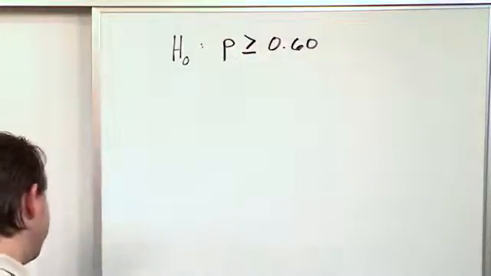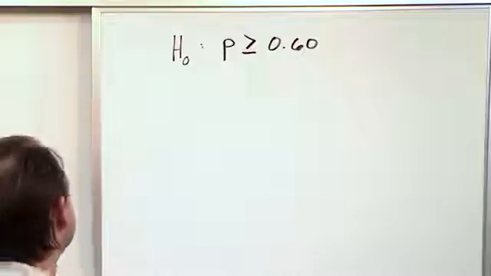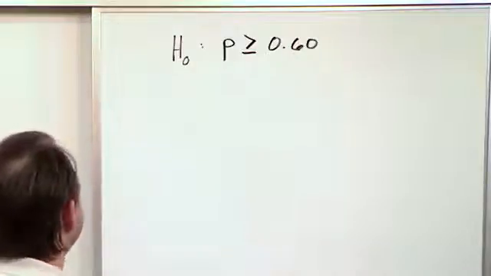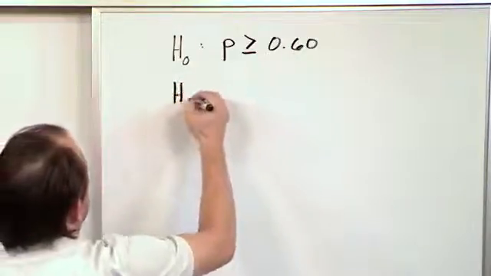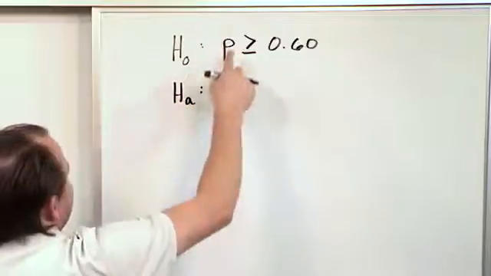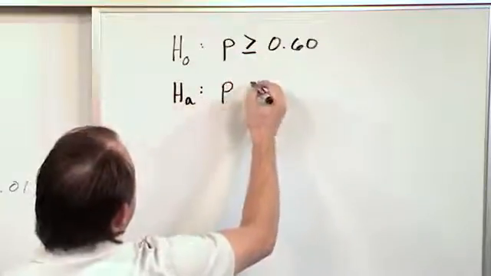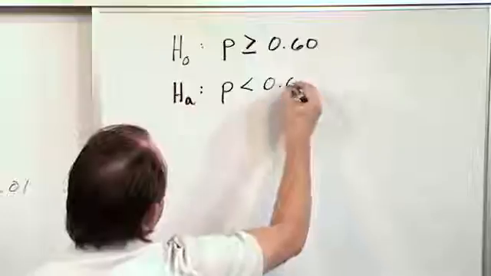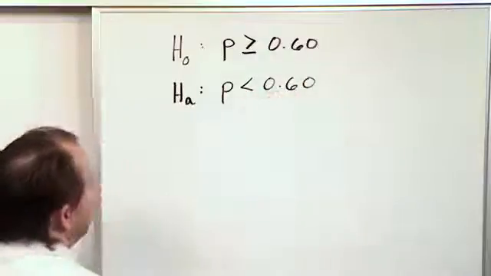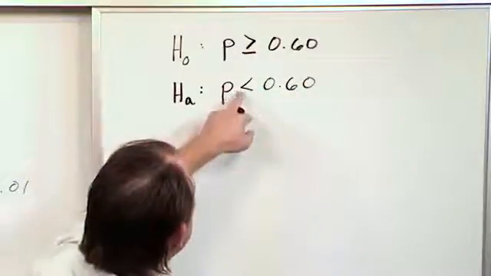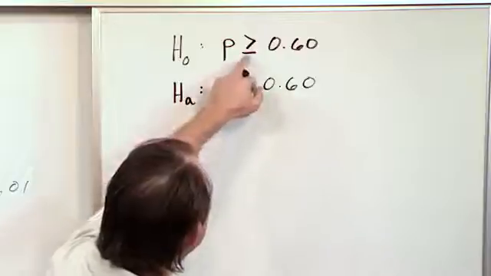But it says also here that a teacher believes this number is too high. He randomly samples 25 students and so on. So what would be the alternate hypothesis? Well, they have to be mathematical opposites of one another. So that would mean this one would have to be less than 0.60 or 60%. Notice there's no equal to here because that was included here.